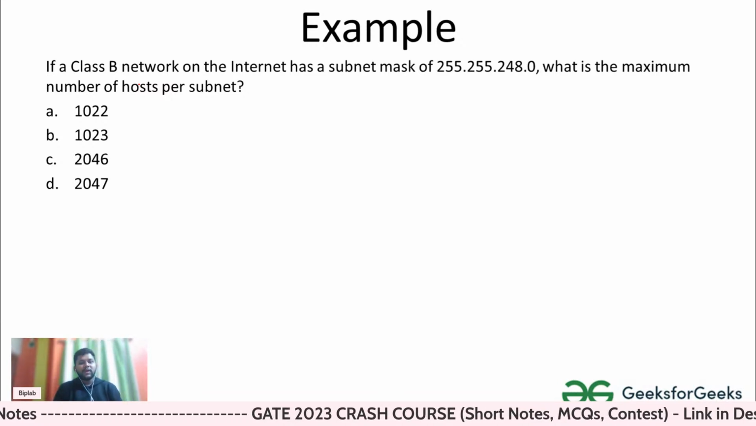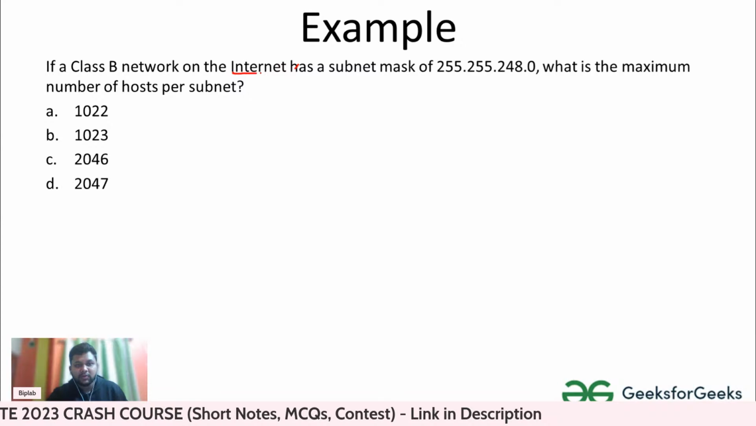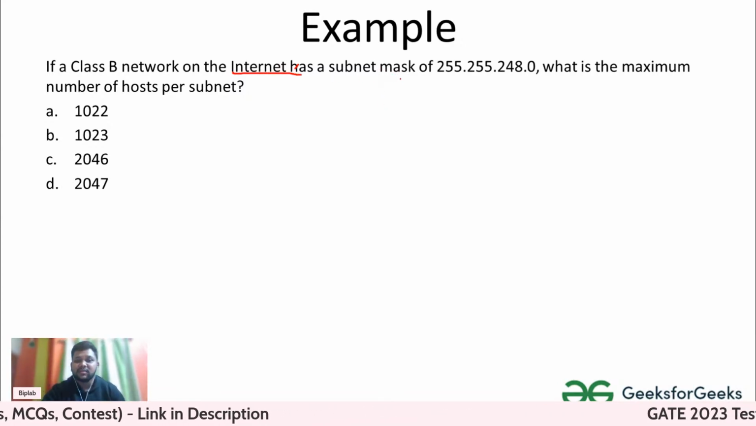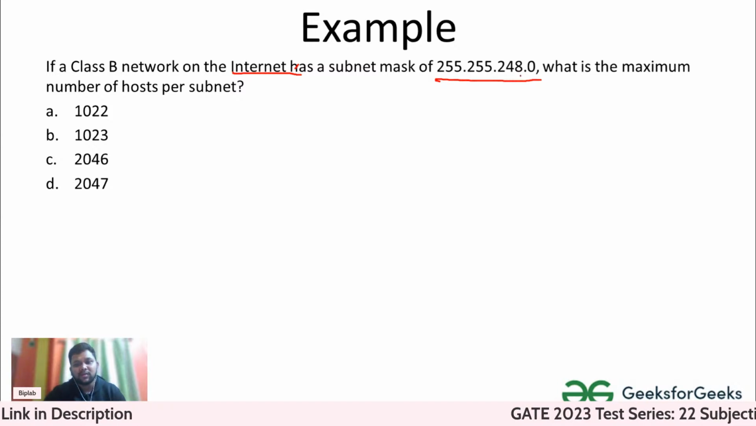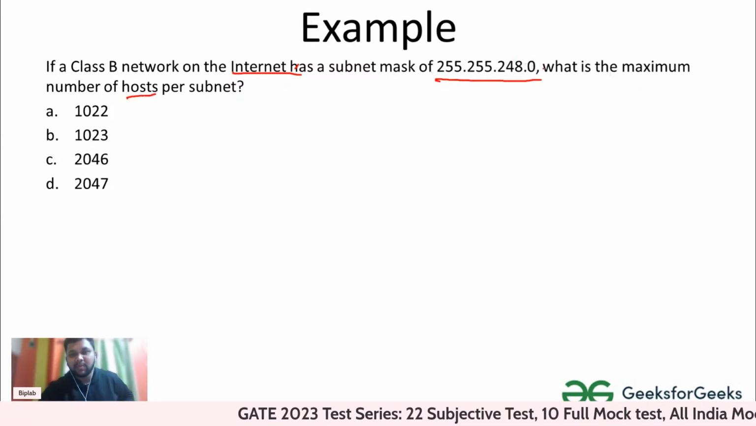You are given a class B network with a network address and a subnet mask. Subnet mask is given. What is the maximum number of hosts possible?